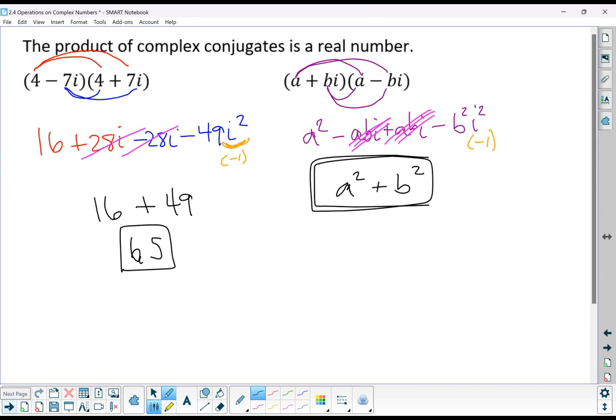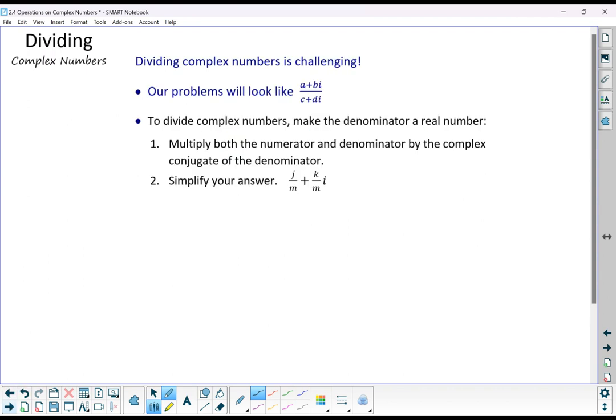So now you're thinking to yourself, perhaps, well, how can that help us divide? Well, dividing complex numbers is a little bit weird. So our problems are going to look like this. And the way that we're going to be able to divide is to multiply by a fancy number 1. We're going to change the form of the fraction without changing the value of the fraction. And if we carefully select what that fancy number 1 is, it will help us simplify this problem by making that denominator a real number.